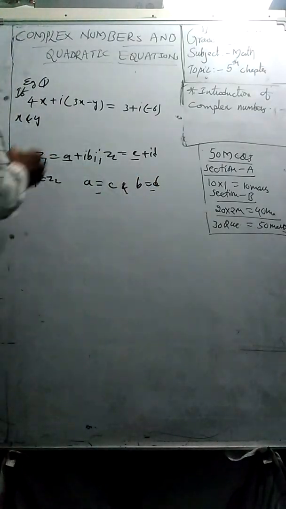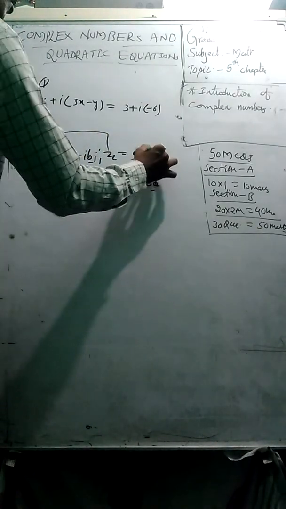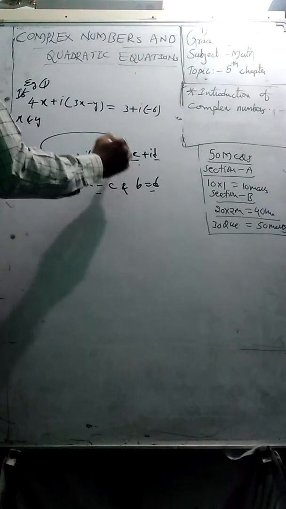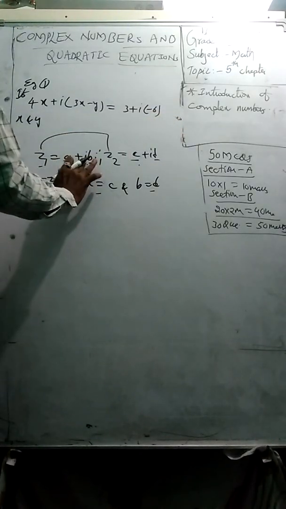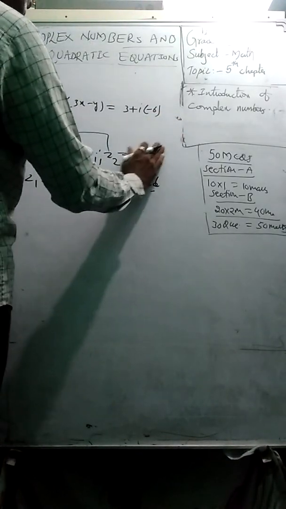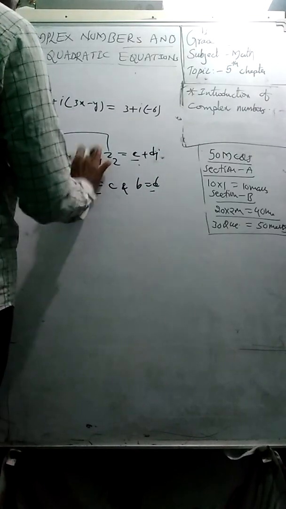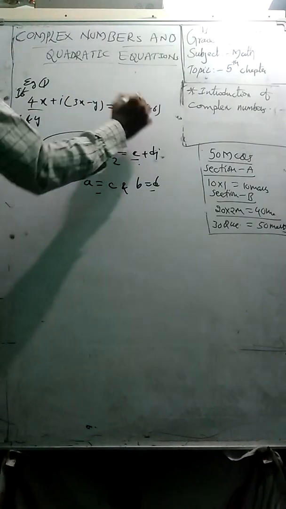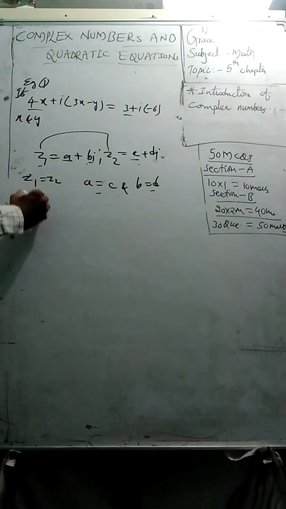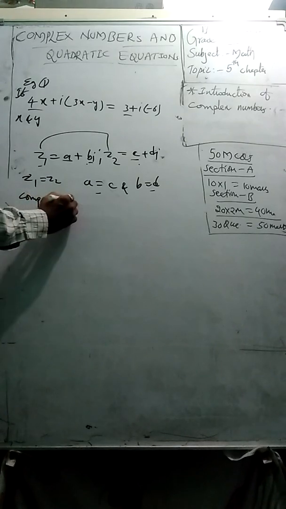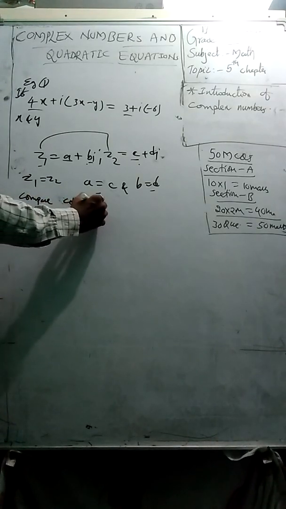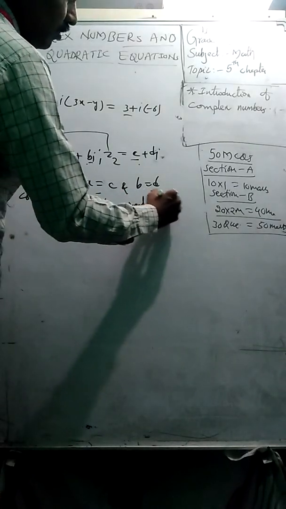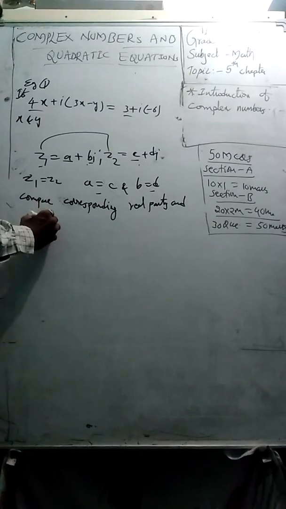I mean the real part of the first number should equal the corresponding real part of the other complex number, and the imaginary part of the first number should equal the imaginary part of the second complex number, then only they are equal. So let us continue. You compare the corresponding real parts and imaginary parts.